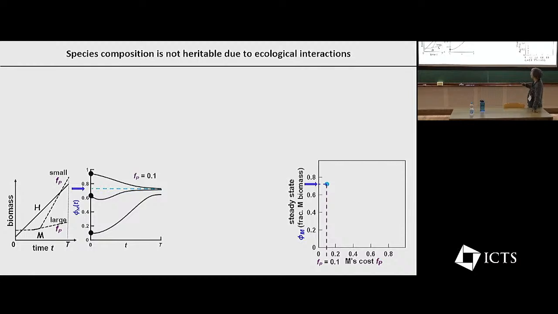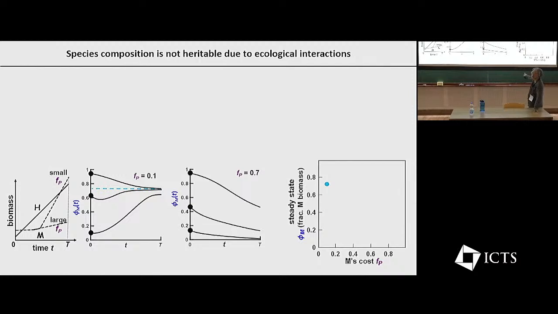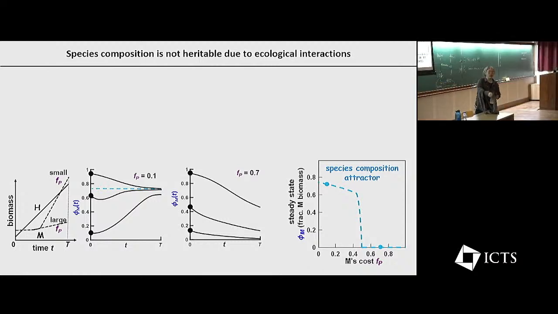So then we repeat this exercise. We say the cost is very, very high, it's always very low, and whatever you start, it will just go to extinct. So here it's this dot. Right, exactly. So then you can repeat this again, sample all these FP points, you get this. This is what we call the species composition attractor. So regardless of where you start in the newborn, within a couple cycles, very quickly, you will go to this attractor.